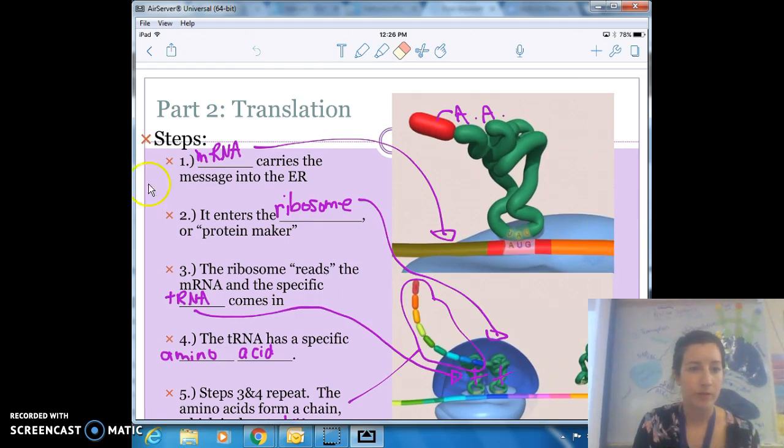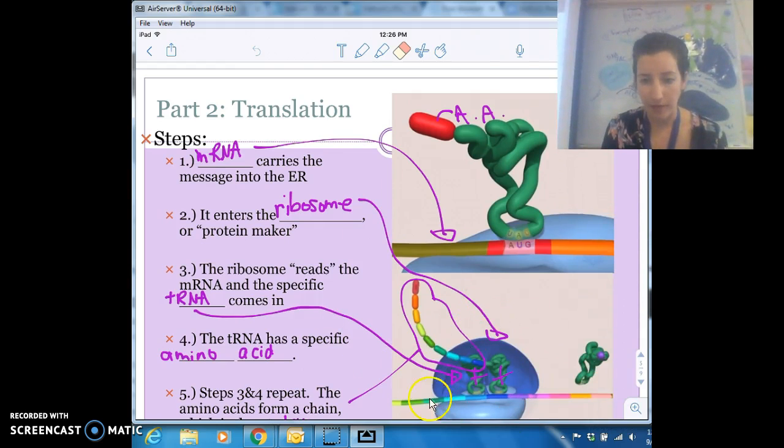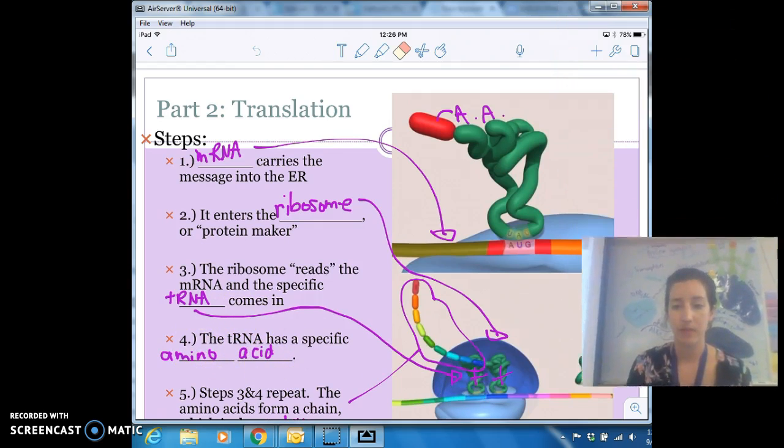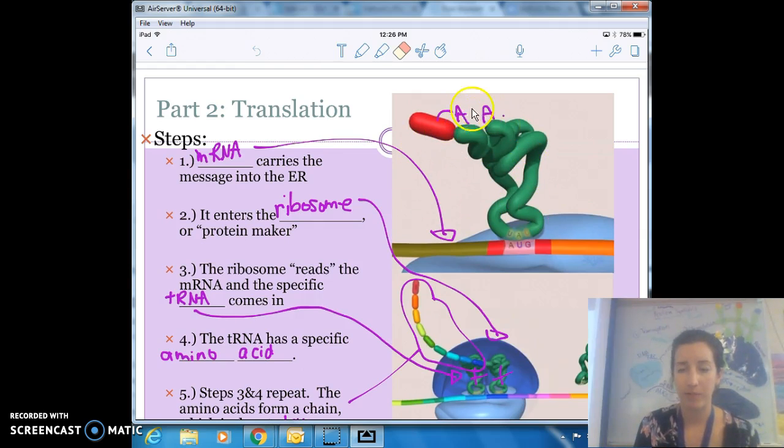Step 1, we've got the mRNA, and it carries the message into the ER. So bam, this little guy that we made is our message. Number 2, it enters the ribosome, the blue guy right here, the protein maker. Number 3, the ribosome reads the message, the mRNA, and the specific tRNA comes in. So my green guy is my tRNA. The tRNA has a specific amino acid on top. Bam. We've got tRNA with the amino acid.